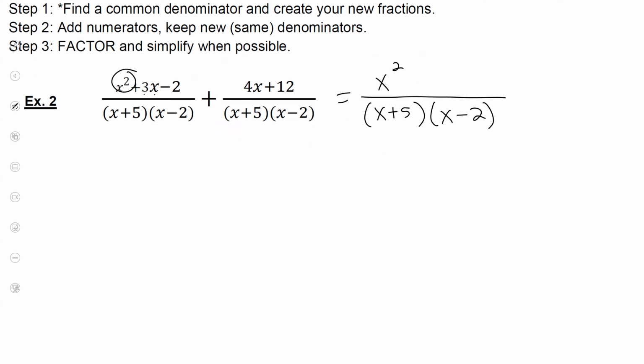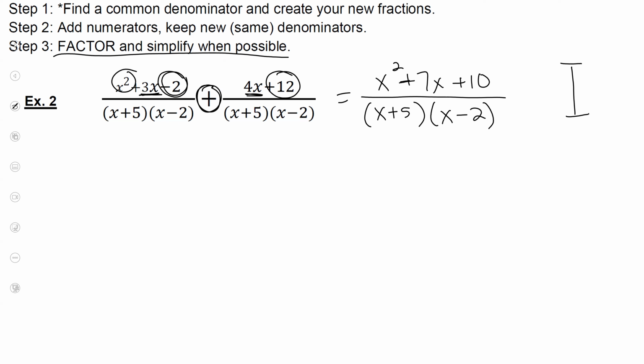I have a 3x plus a 4x. 3x plus 4x is 7x. And then I have negative 2 plus 12. That is 10. Okay, so the last thing we're going to do is factor and simplify, if it's possible. I can factor the numerator. So I'm going to do an eye chart. I want two numbers that multiply to 10, but add to 7.